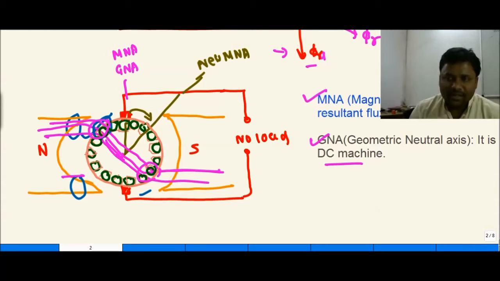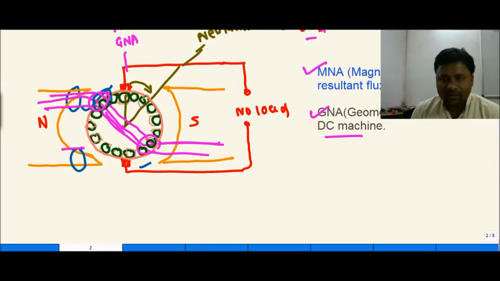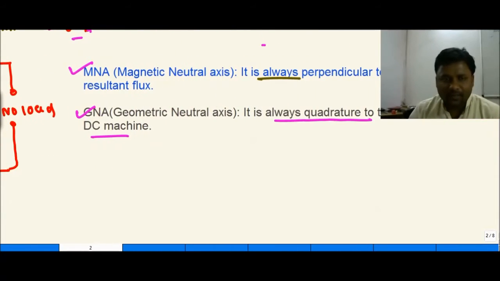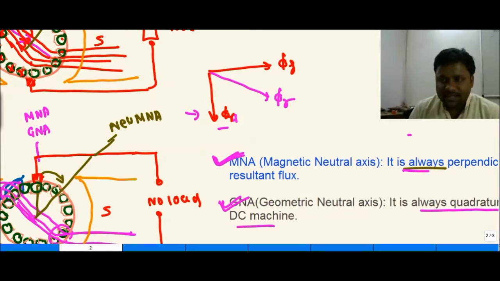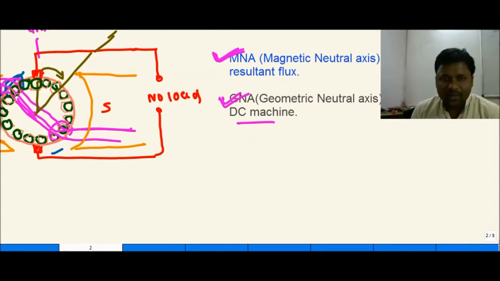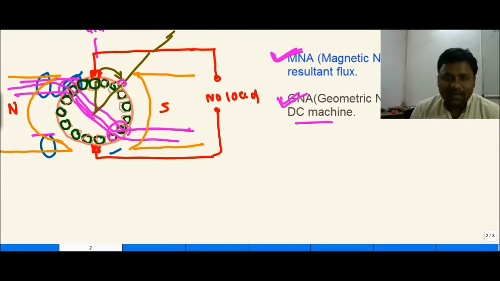We already understand the concept of the MNA and the GNA. The geometric neutral axis is just the symmetrical condition of the DC machine, but the MNA can change. It is always perpendicular to the axis of the resultant flux. Since the resultant flux changes in this case, we can shift to the new MNA, and in order to make a sparkless commutation, we also shift the brushes.